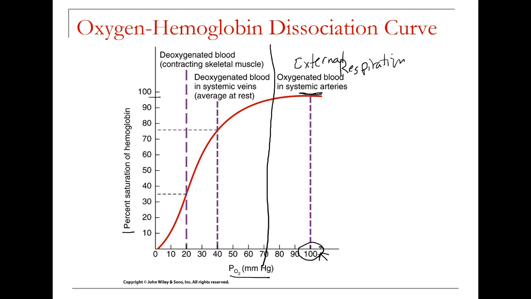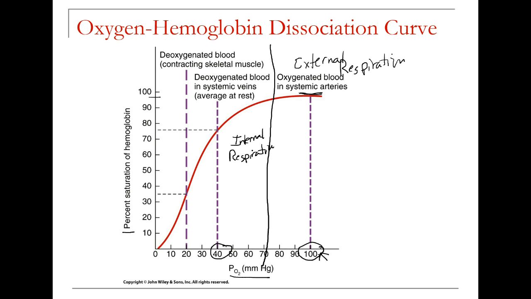So now the rest of this graph, this other side, is the side that's associated with internal respiration. Okay, so let's look at 40. Let's say we have a partial pressure of oxygen of 40 millimeters of mercury. That's a very typical average cell at rest.